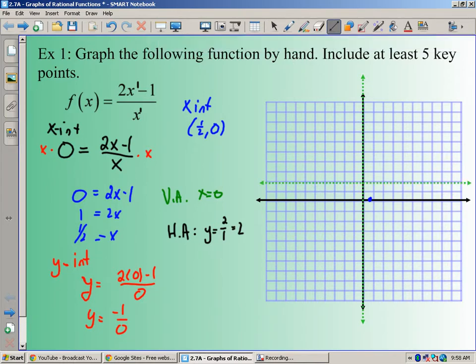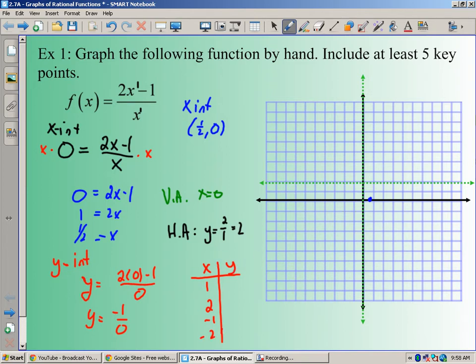Alright, so now I know that my graph has to cross the x-axis down here at this blue point. I know it's going to approach both the vertical and the horizontal asymptote. So I could pick some points and find out where it is in this function to get a good idea of what's happening. Since I already have a half here, let's see what happens when x is 1, when x is 2, and let's check the other side when x is negative 1 and negative 2. It should give us an idea where our points go.